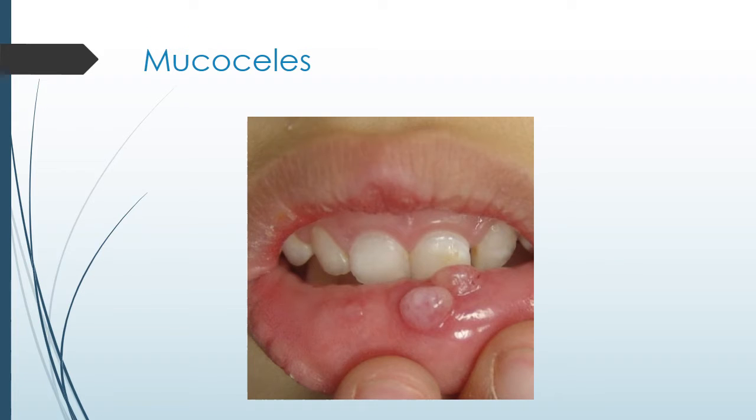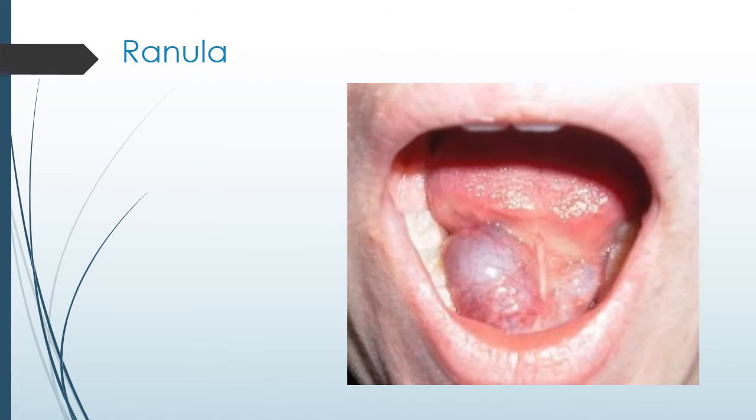The preferred treatment for mucocele is complete surgical excision. If the mucocele is incompletely removed, it has a marked tendency to recur, but the lesion is not known to become malignant. Ranula. A ranula is a cyst forming in the floor of the mouth, generally from the sublingual gland.